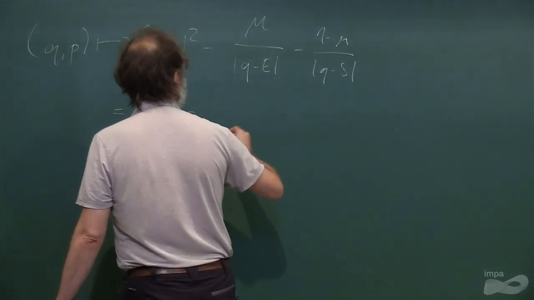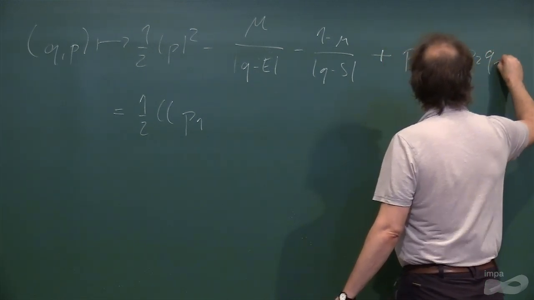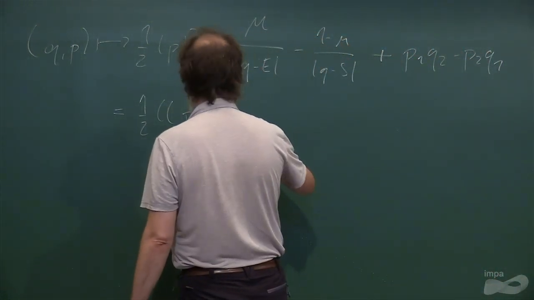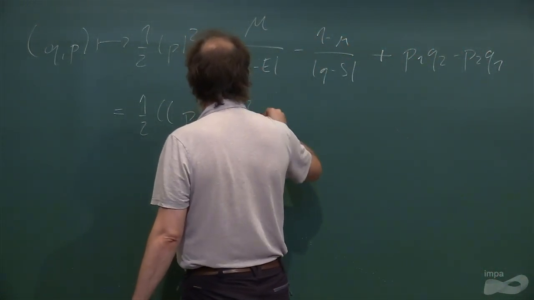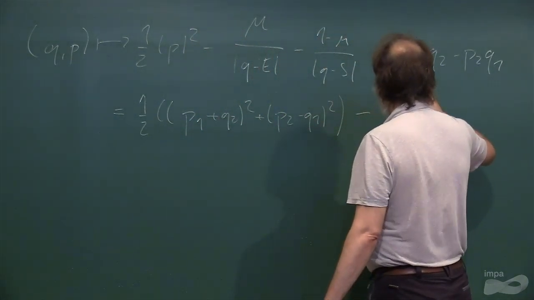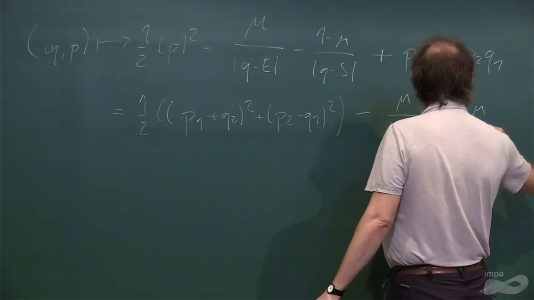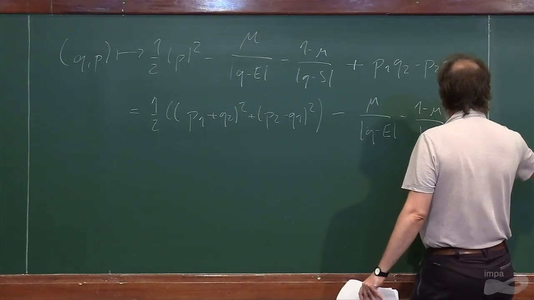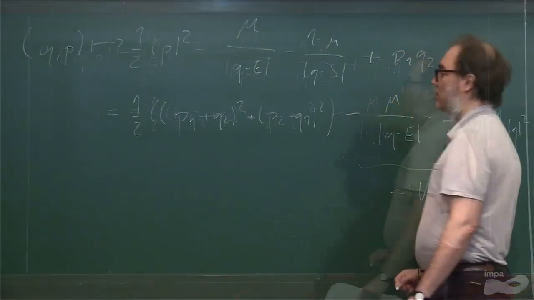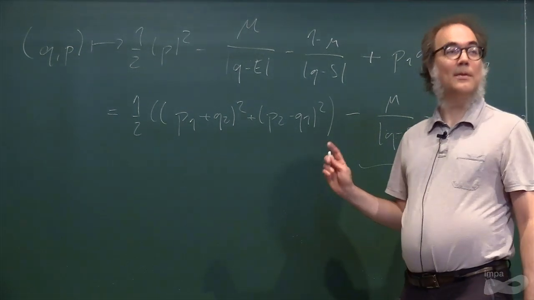which we can write alternatively as 1/2 p^2 plus p1 q2 minus p2 q1. This is because we are rotating, and we can write this alternatively as 1/2 (p1 + q2)^2 + 1/2 (p2 - q1)^2 minus mu over |q - E| minus (1-mu) over |q - S| minus 1/2 |q|^2. And these three terms we refer to as the effective potential. Now I would like to discuss two limit cases.